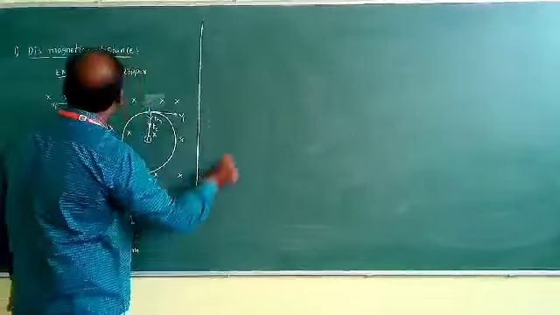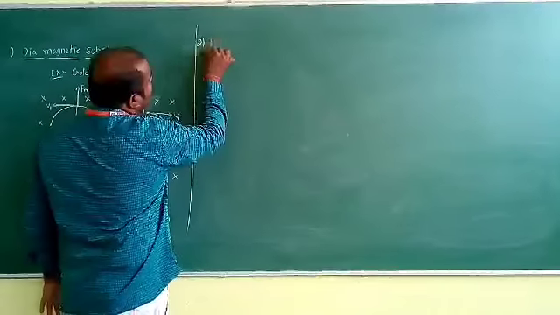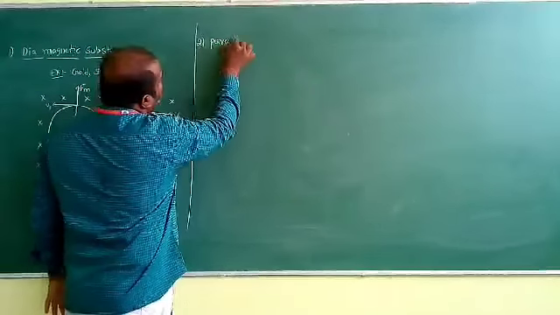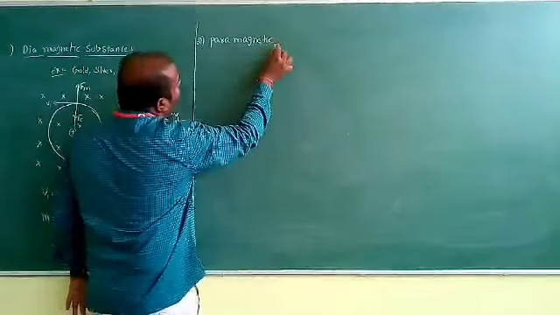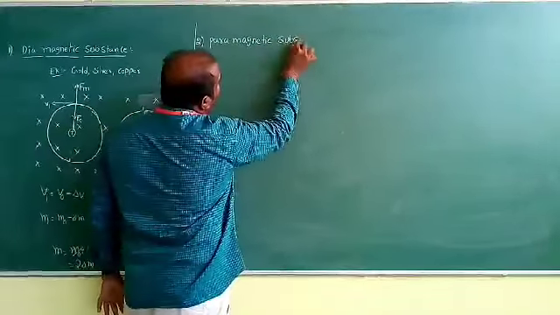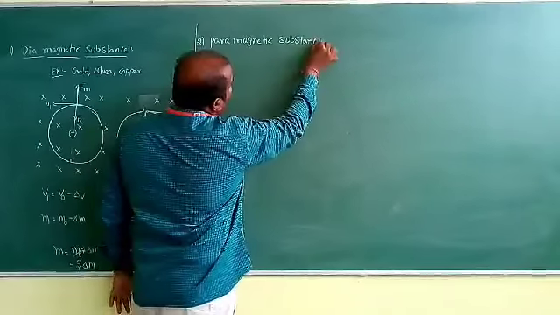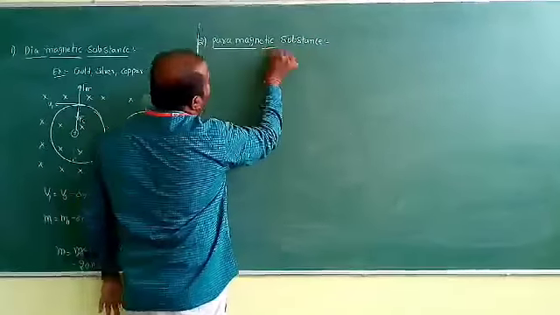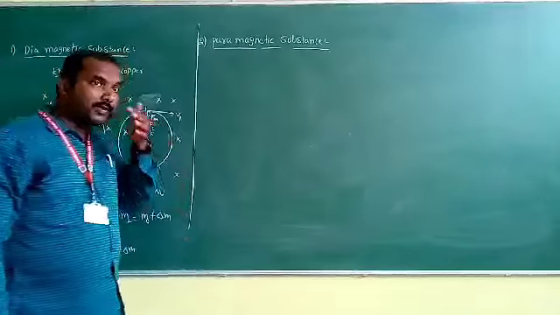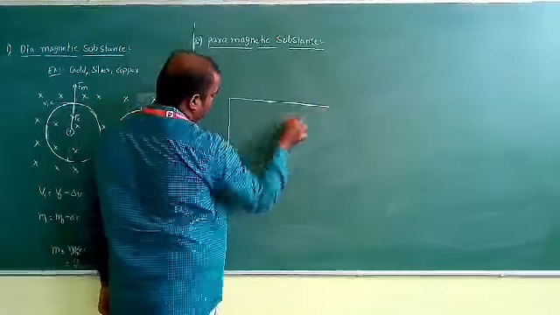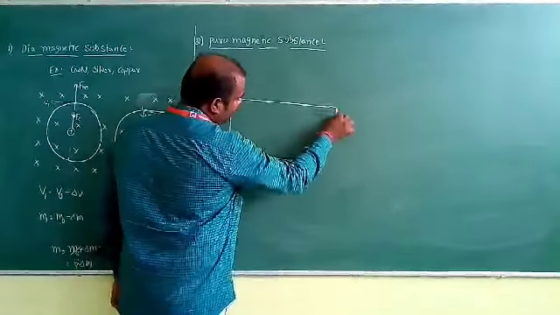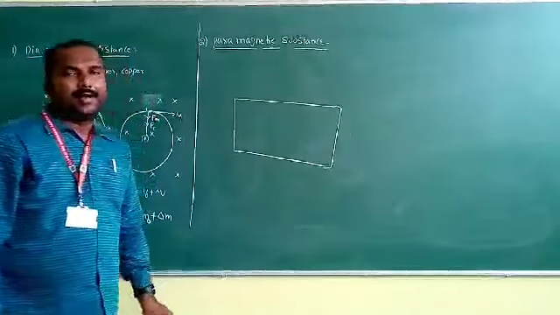And the second one is paramagnetic substance. Now see here, in the paramagnetic substance, I am taking one substance. In that substance, I am considering the electron movement.